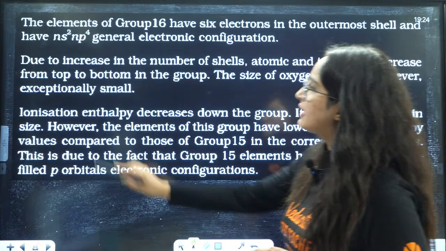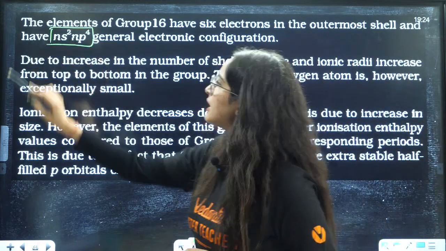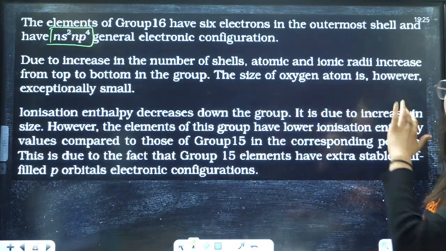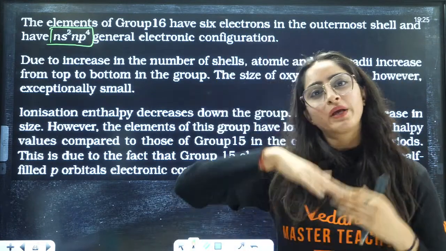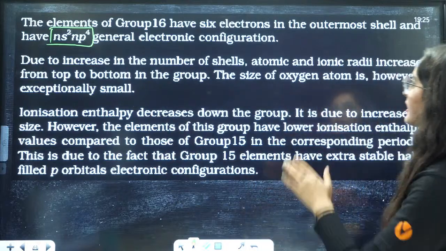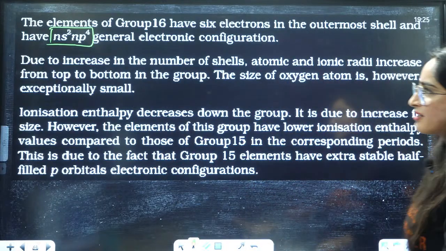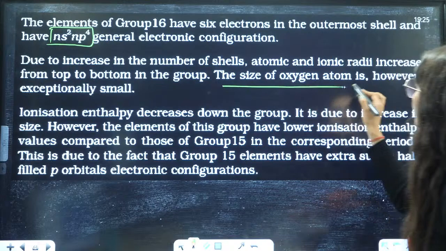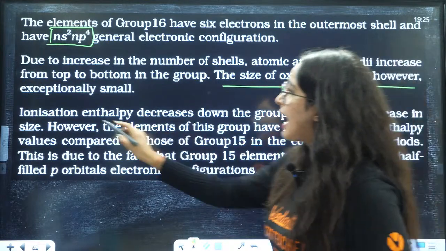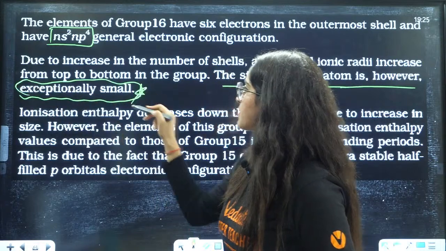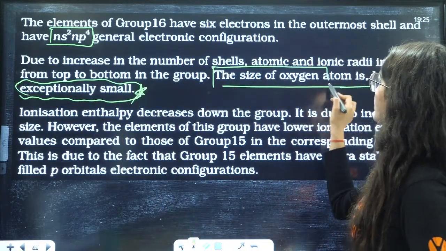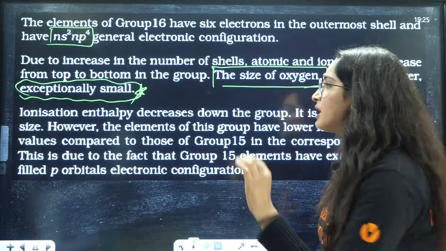The general electronic configuration is this one. Due to the increase in the number of shells, same thing we are repeating again, down the group shells are increasing. Atomic and ionic radii increase from top to bottom. The size of the oxygen atom is, however, exceptionally small. This is important: the size of the oxygen atom is exceptionally small.